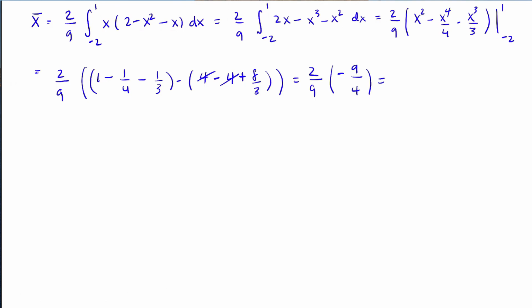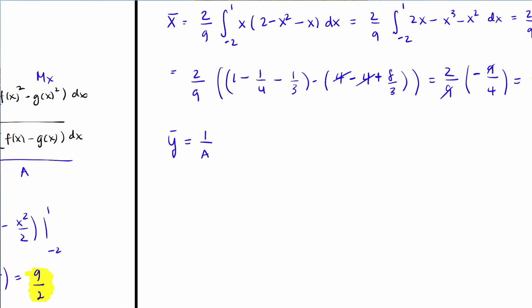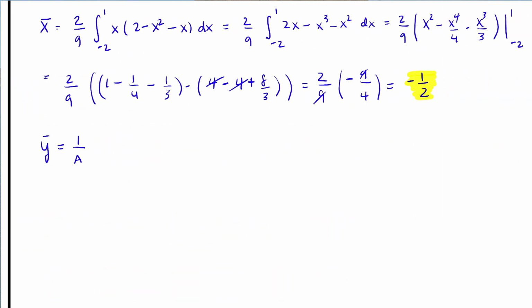I simplify this thing. I get -1/2, right? This goes away with this. I get -2 over 4, which is just -1/2. So this is the x coordinate of my centroid. Let me find the y coordinate. Well, the y coordinate is given by 1 over A again, but A is equal to 9 over 2. So it is 1 over 9 over 2, which is 2 over 9.